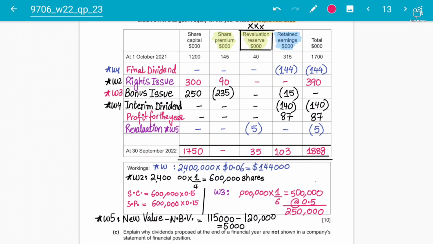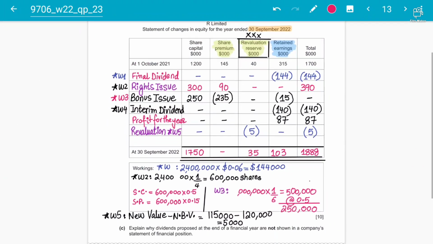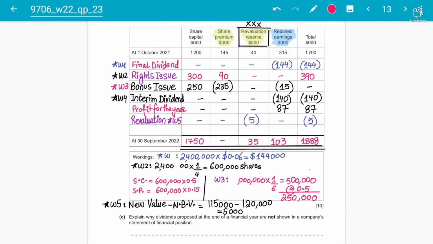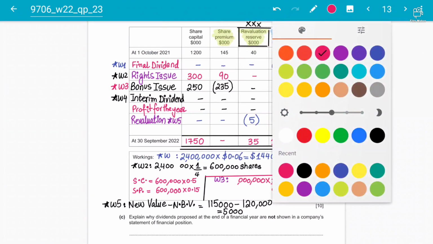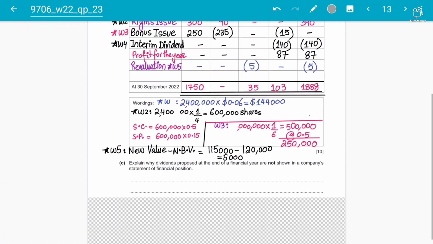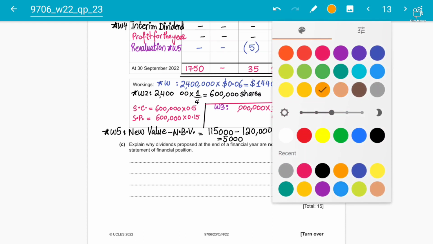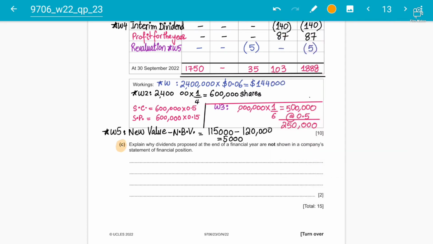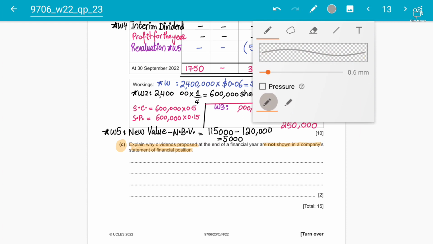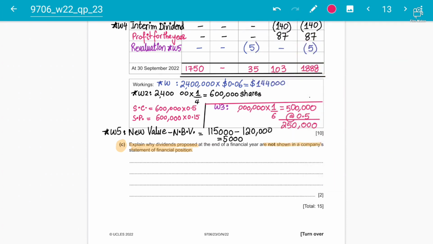That was part B of this question, the statement of changes in equity. Hope students got how I made that. And the last part is again theory, for 2 marks. So let me explain that as well. You have to explain, students, why dividends that are proposed at the end of the year of a financial year are not shown in a company's statement of financial position. Why don't you show the proposed dividend?